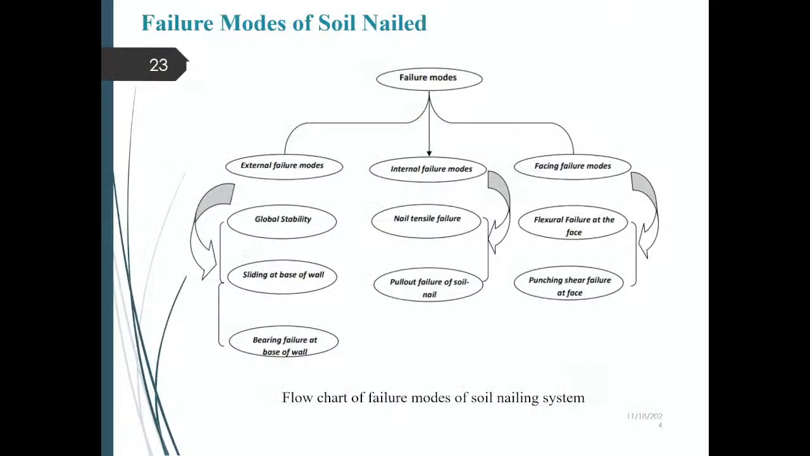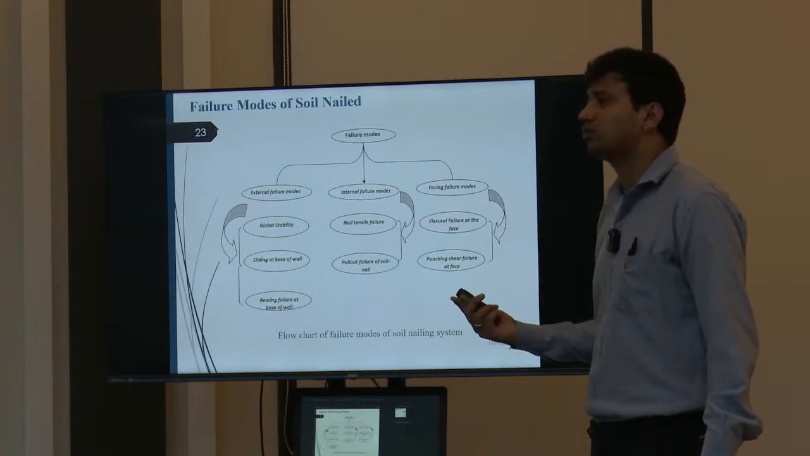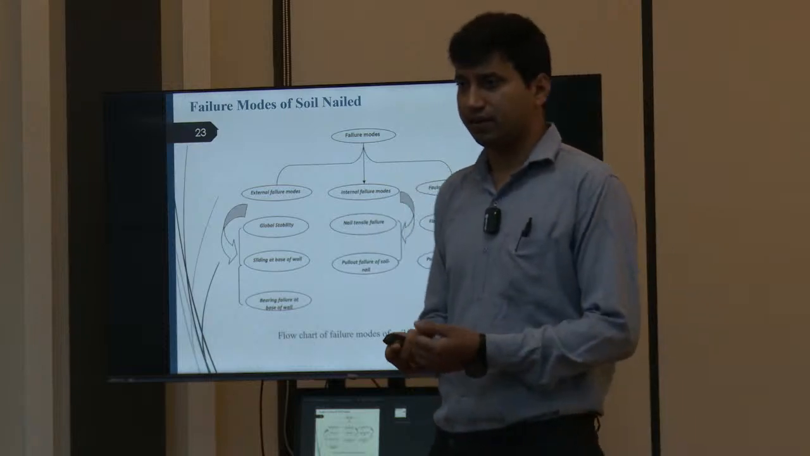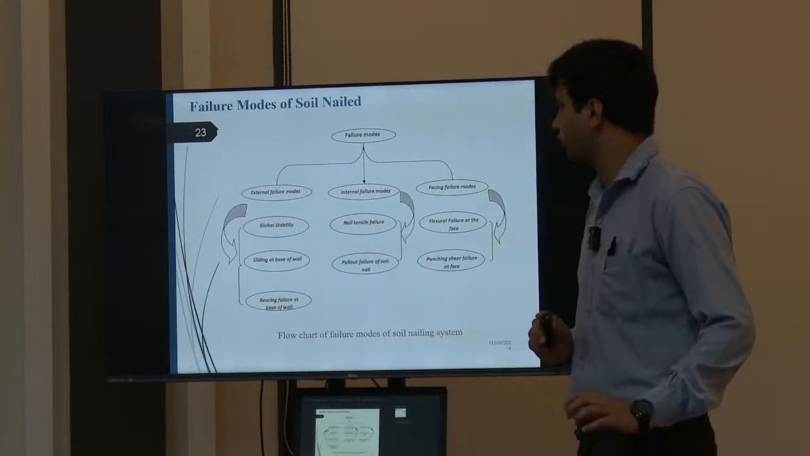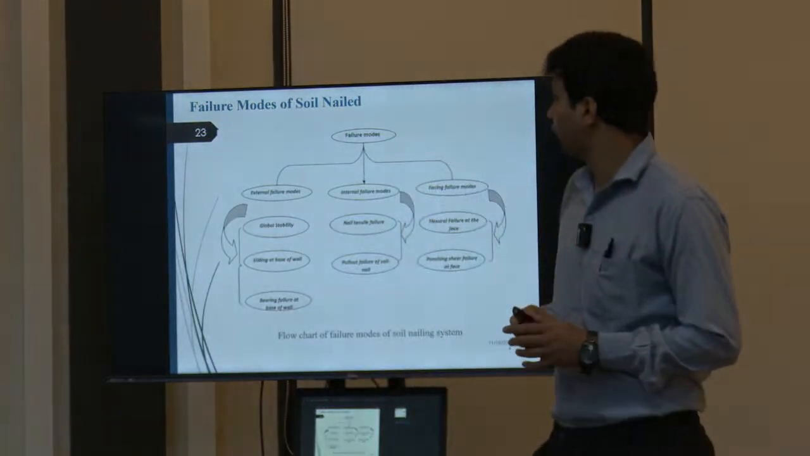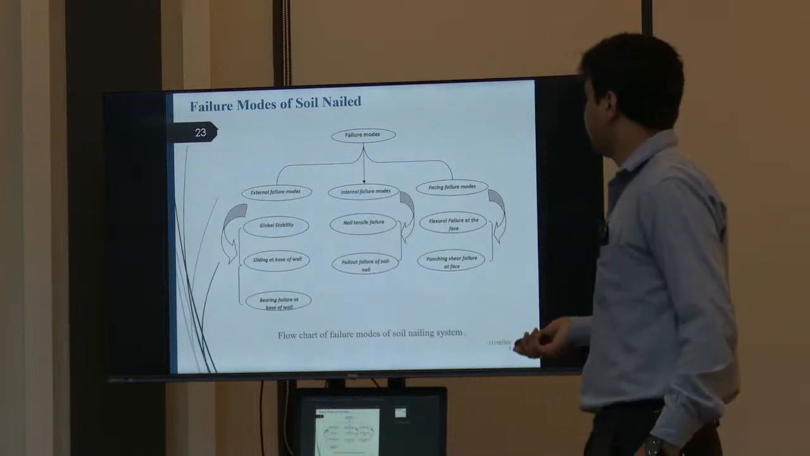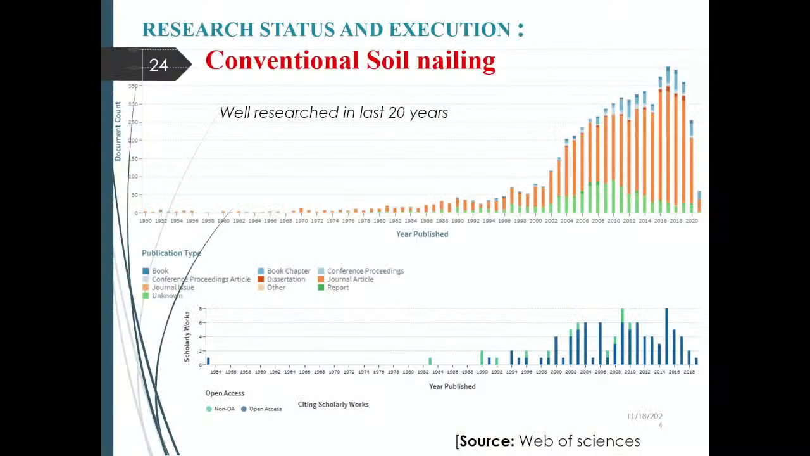Now I have already discussed earlier the failure concept, how a nail can fail, that is internal failure. Internal failure includes pull-out resistance and the nail itself failing. Facing failure: if the facing fails, in that case the slope will fail. How can facing fail? During bending, you can say flexural failure or punching shear failure. And the last failure, which is very important, is the external mode of failure, if there is sliding, if there is a base failure, or global instability. So these are the cases for failure.